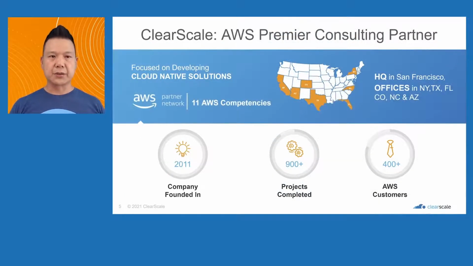An introduction to who we are: ClearScale. We're an AWS premier consulting partner. We've been in business since 2011. We're all in AWS. We've completed over 900 projects, all on the AWS platform, and have a wide variety of customers in all industries, all verticals. And we are a global company with remote resources all over the nation and the world.